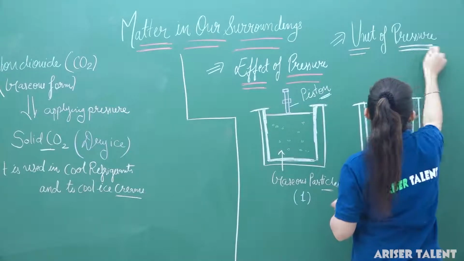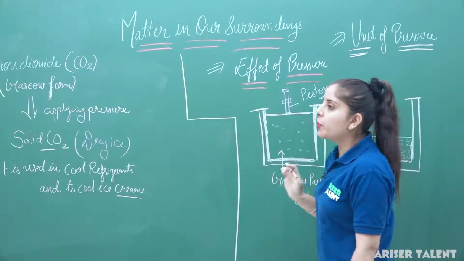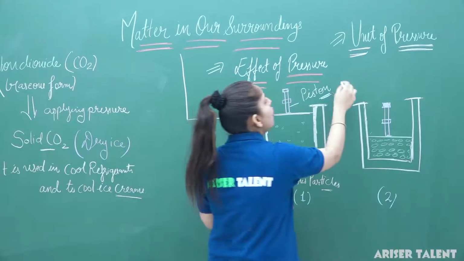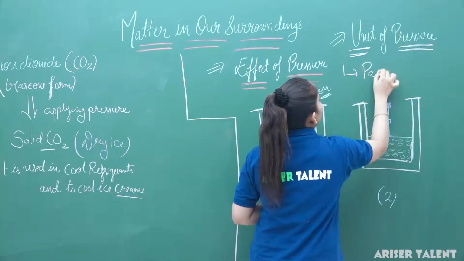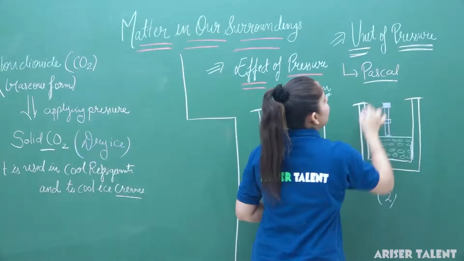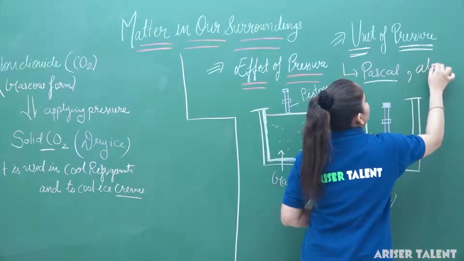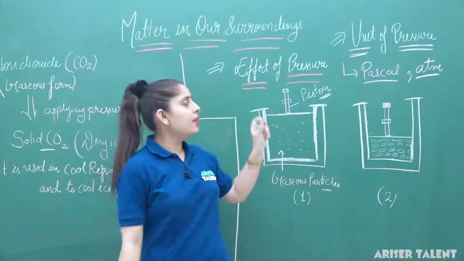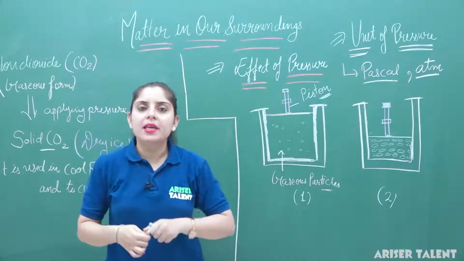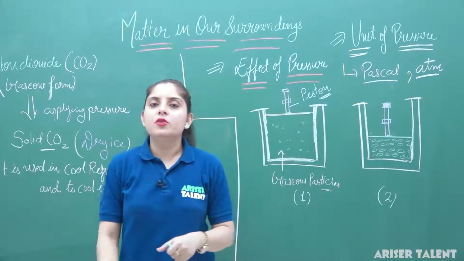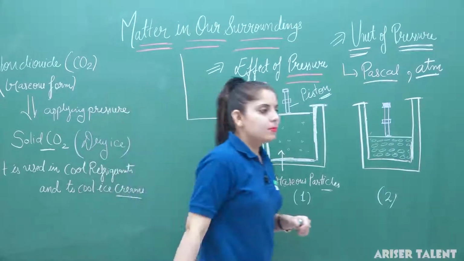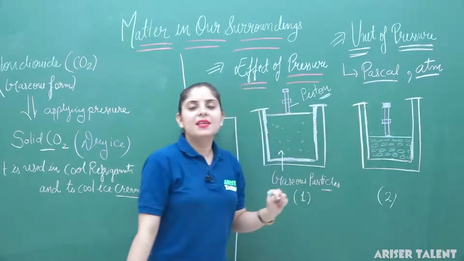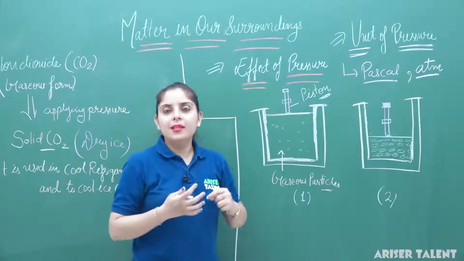Now every physical quantity has some sort of unit to describe it. So the unit for the pressure we have is Pascal. So pressure is always calculated in Pascal, and we can also write after pressure that is called ATM. ATM means atmospheric pressure. Now 1 Pascal will be equal to 1.1 into 10 raised to the power 5 atmosphere. So these are our two units, that is Pascal and atmosphere, for defining the pressure.